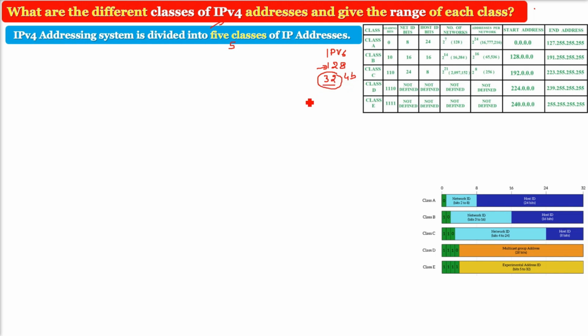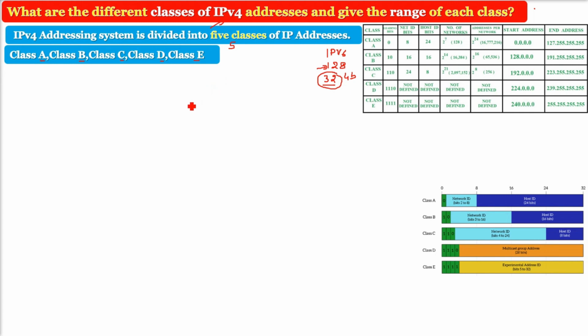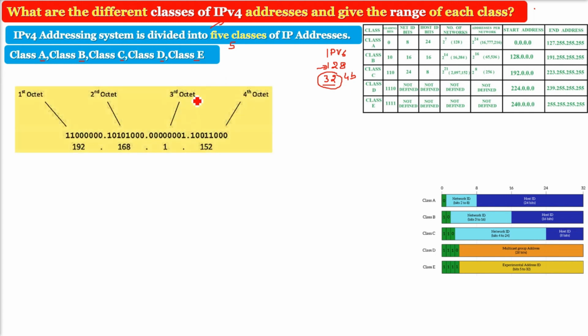But since IPv4 is still there, we need to understand what the addressing scheme is. What are the classes? We have 5 classes: A, B, C, D, E. Now these classes depend on, or have evolved only through, the first octet.